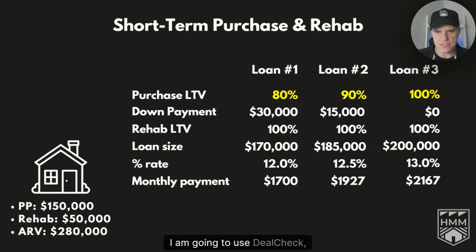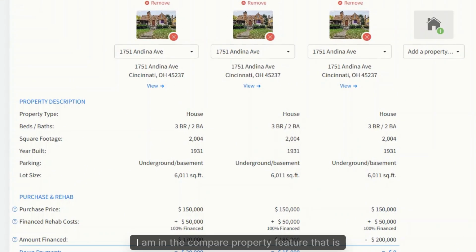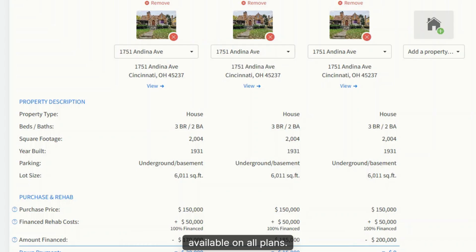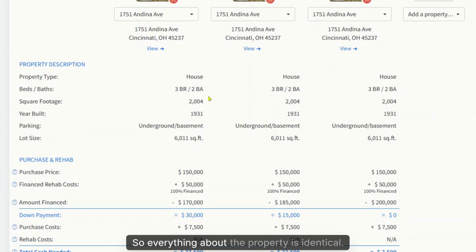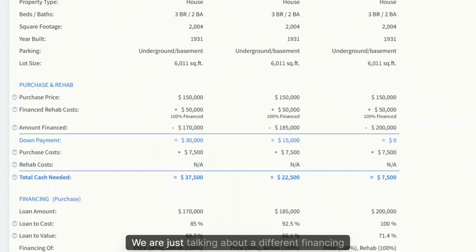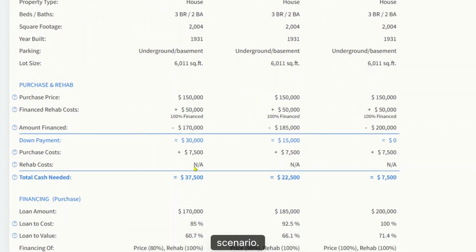I am going to use DealCheck, which is a highly recommended software for evaluating properties in this manner. Now I am in DealCheck. I am in the compare property feature that is available on all plans. We are having the exact same property in each case, so everything about the property is identical. We are just talking about a different financing scenario.